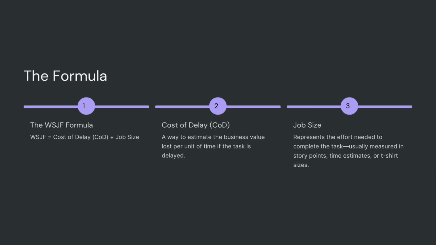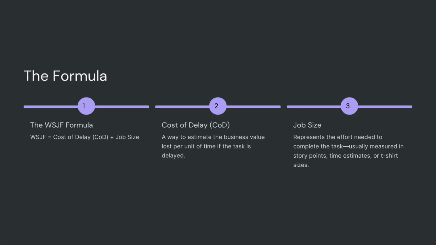And job size, that's your estimate of the effort needed. But, and this is key, it's usually relative effort, not precise hours. Teams often use things like story points or maybe rough time estimates like days or even t-shirt sizes: small, medium, large. The idea is to keep it lightweight, comparative.